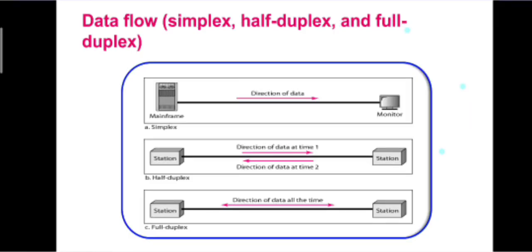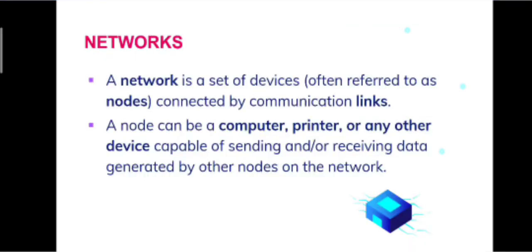Next, let's see how data flows from one node to another node. There are three ways. The communication between two devices can be simplex, half duplex, or full duplex. So first let's see simplex mode. In simplex mode, the communication is unidirectional. Examples of simplex mode are keyboards and traditional monitors.